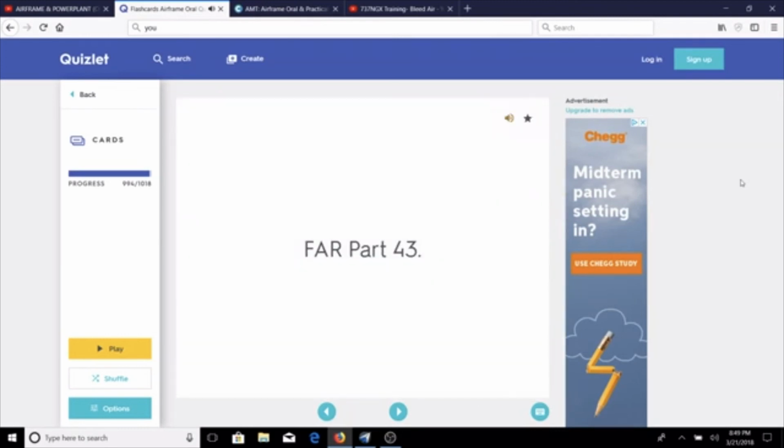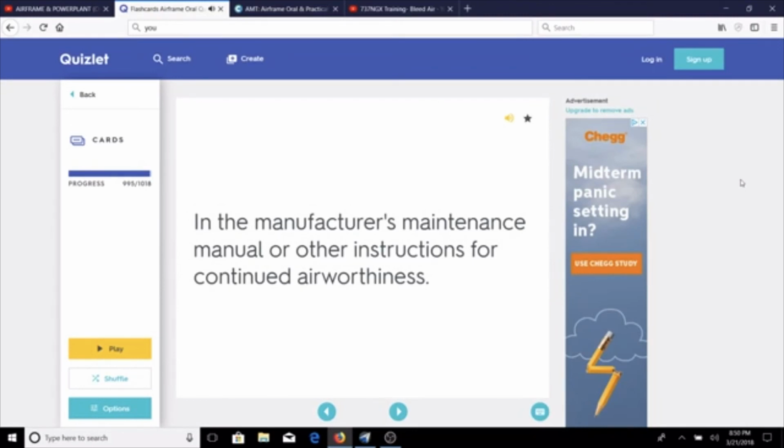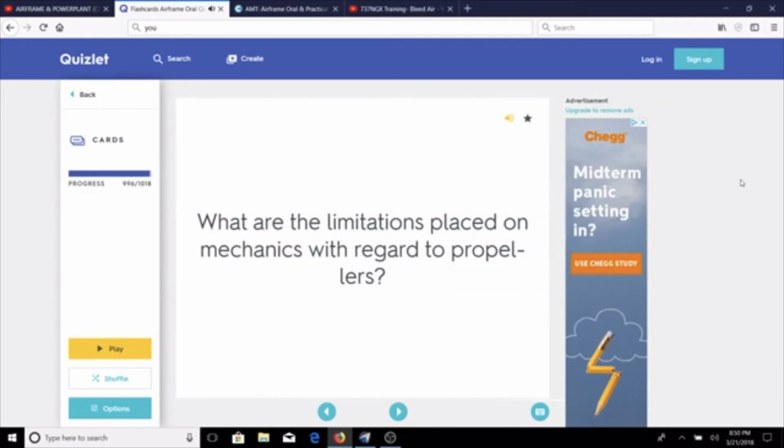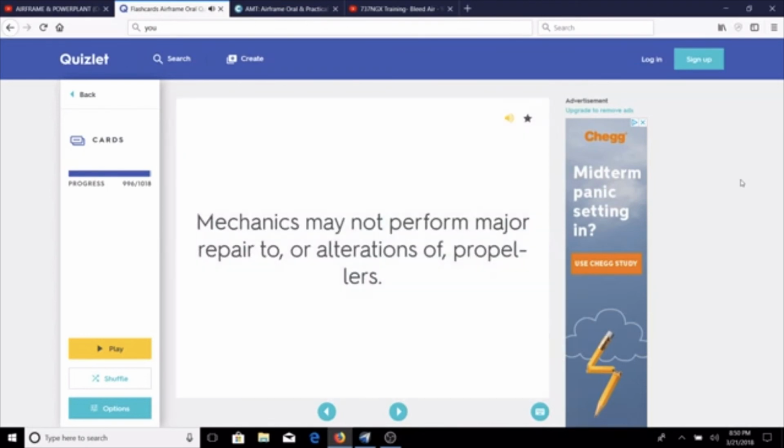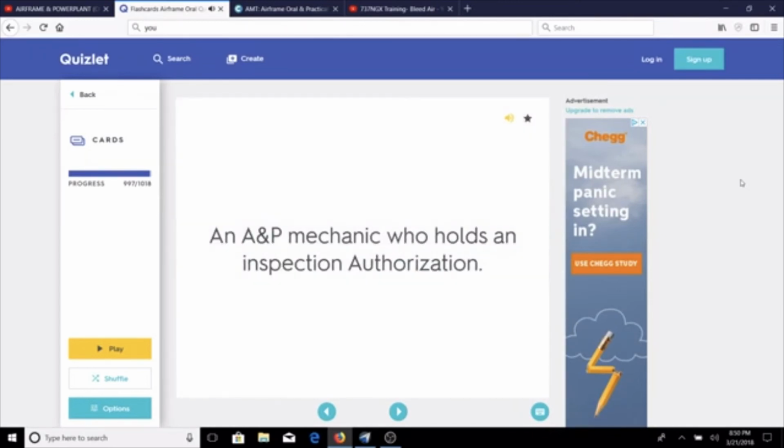FAR Part 43. Where would you look to find approved information for work on an aircraft electrical system? In the manufacturer's maintenance manual or other instructions for continued airworthiness. What are the limitations placed on mechanics with regard to propellers? Mechanics may not perform major repair to or alterations of propellers. After equipment is installed in accordance with an STC, who must approve the return to service? An A&P mechanic who holds an inspection authorization.